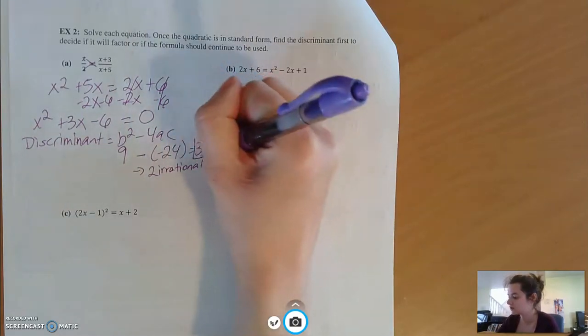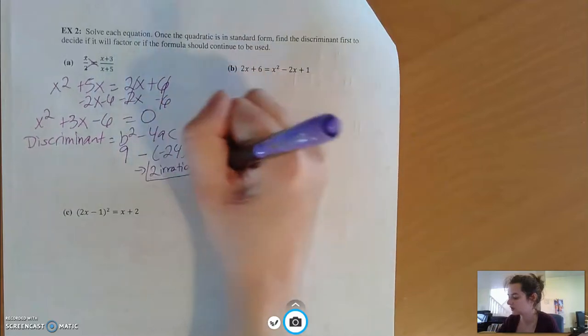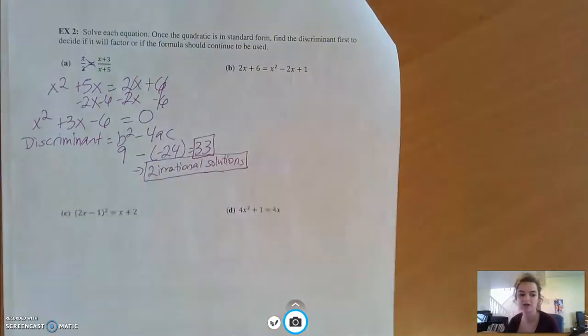Okay, so here's my discriminant, it's 33. Here's the kind of answers I'm going to get: 2 irrational solutions. Okay, so I know I'm going to use the quadratic formula for this.